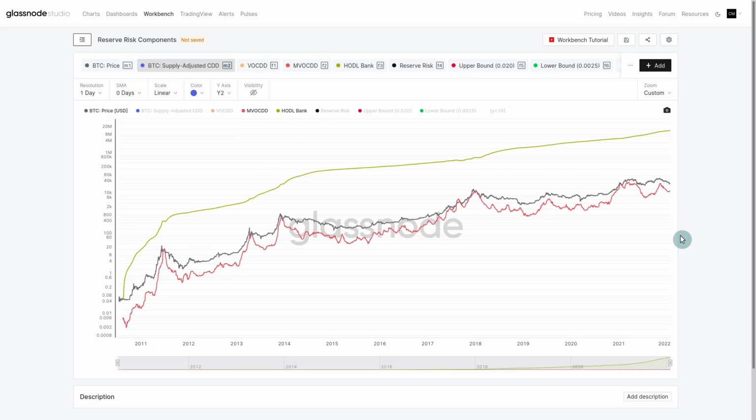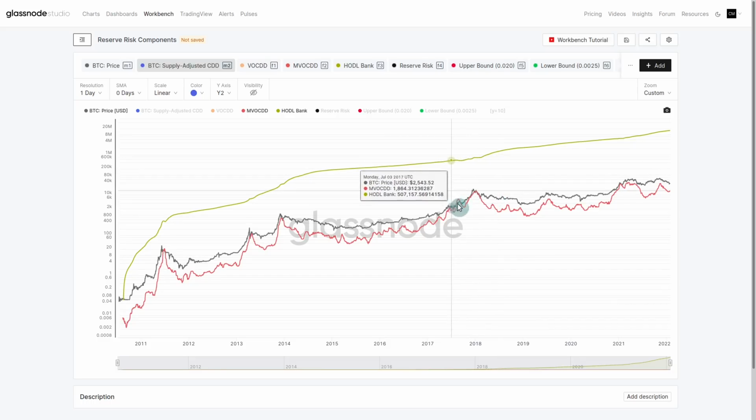So HODL Bank is actually the denominator of the reserve risk metric, and it will trend higher and it will get larger when there's more hodling going on. So being in the denominator of reserve risk, when there's more hodling and there's more opportunity cost that hodlers are choosing not to sell, then you're going to get an increasing denominator, and that's going to pull down the reserve risk metric, which is what we saw before, that during these bearish markets, reserve risk got pulled down into the green zone.